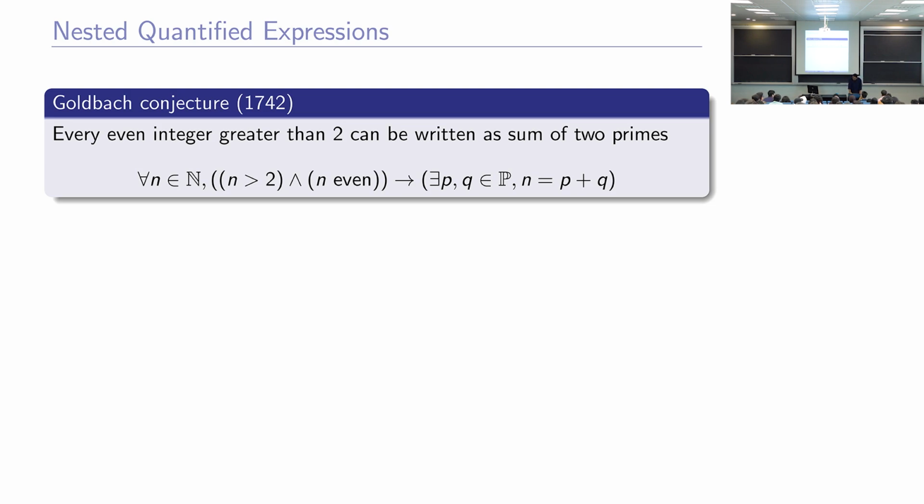n greater than 2, which is also even, implies that there exist P and Q, which belong to the set P. The set P stands for prime numbers. We'll talk about this later. For which n is equal to P plus Q. Anybody else? Yes, please.